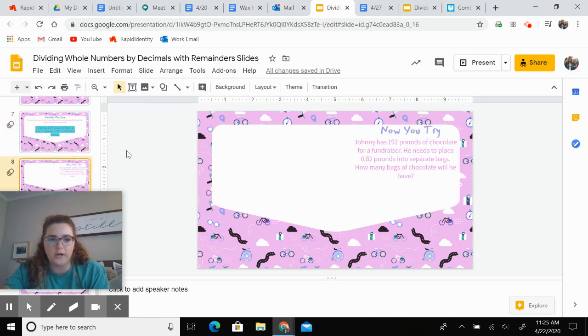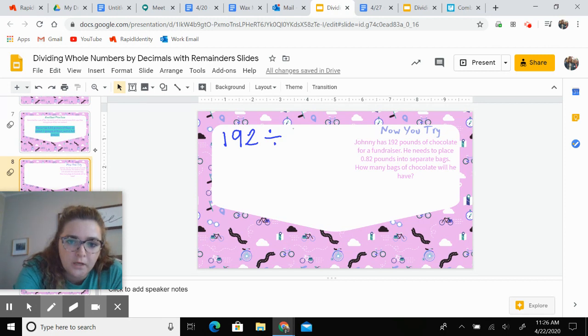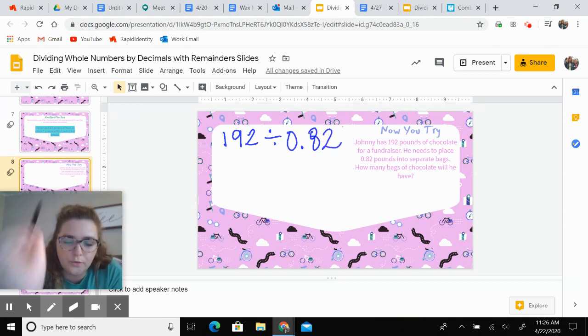All right, we're going to try one more together. Again, we'll set up the equation on here, and then we'll solve on a separate page, okay? So Johnny has 192 pounds of chocolate for a fundraiser. He needs to place 82 hundredths pounds into separate bags. How many bags of chocolate will he have? So when we're thinking about this, we are splitting up that 192 pounds into equal groups of 82 hundredths, and we want to know how many little baggies of those 82 hundredths pounds of chocolate he's going to have to create. Okay, so our equation should be 192 divided by 82 hundredths, okay?